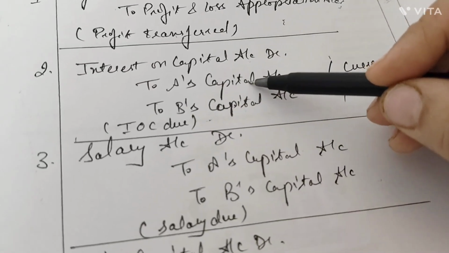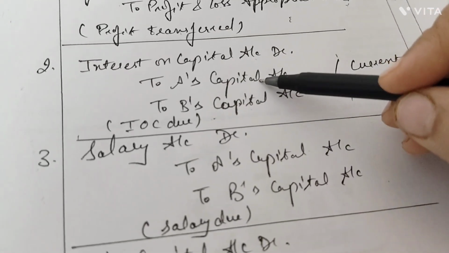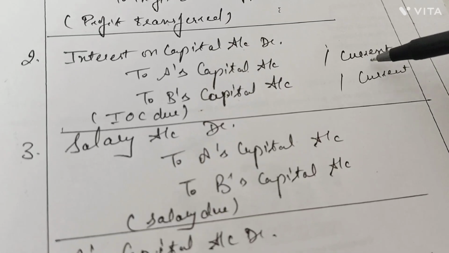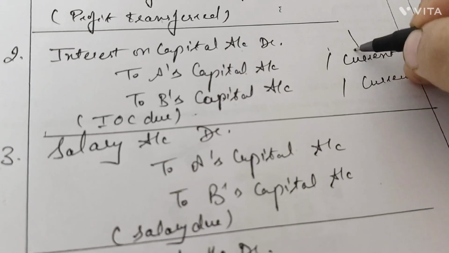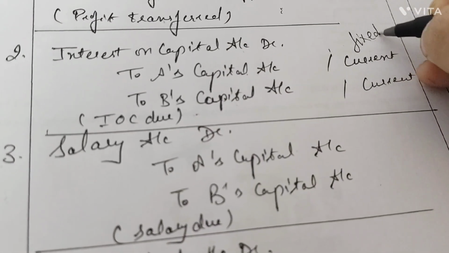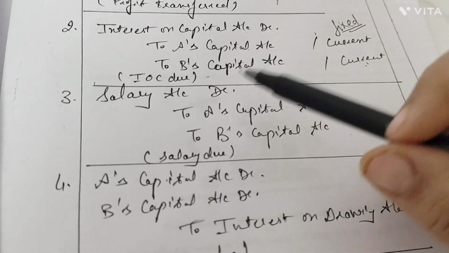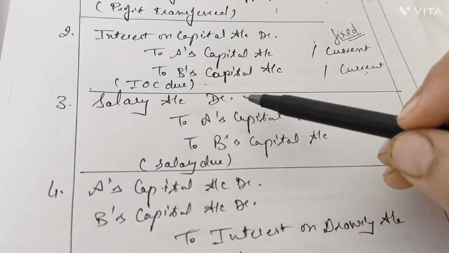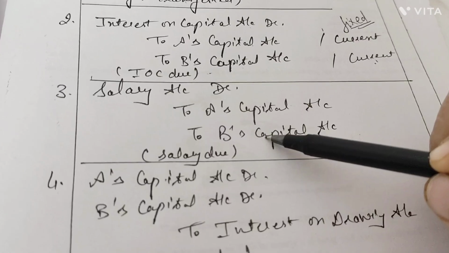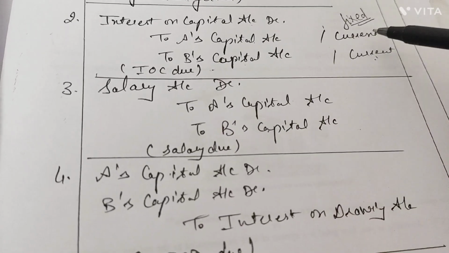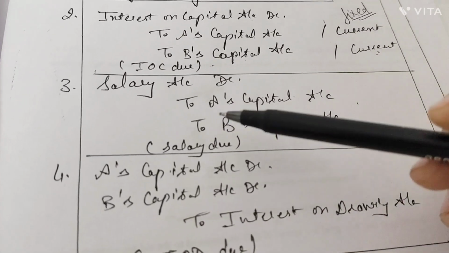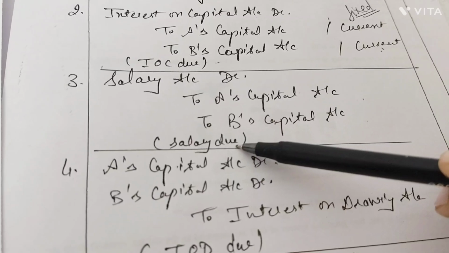If it is the fluctuating method, we will transfer it to the capital account. If it is the fixed capital method, then it would be transferred to the current account, right? In the same way, salary would also be debited and would be transferred to the partners' capital accounts, and if it is fixed, then the current account, and the narration written is salary due.